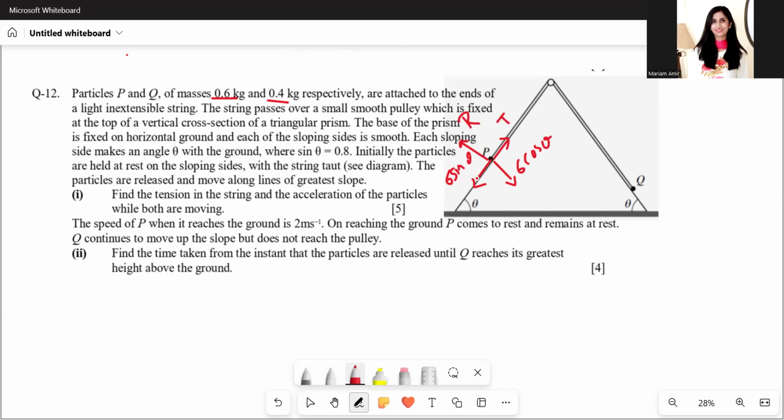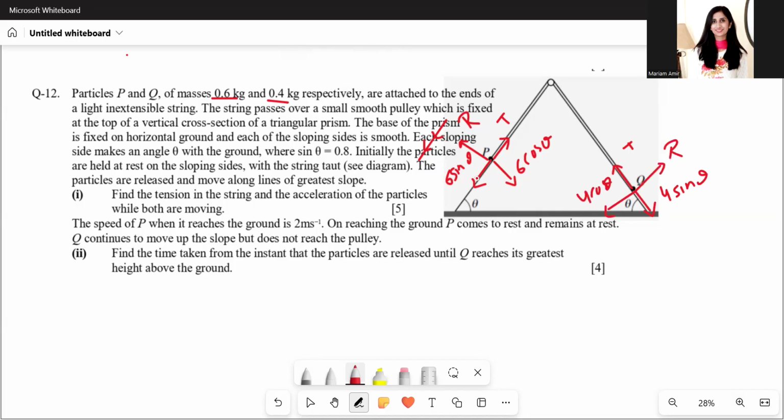There's no friction mentioned in the question. Otherwise, in the direction of T, there would be friction as well if P was moving downwards. Okay. And then for Q, we'll have tension in this direction, weight component mg sine theta in this direction. So 4 sine theta and 4 cos theta in this direction, and R in this direction.